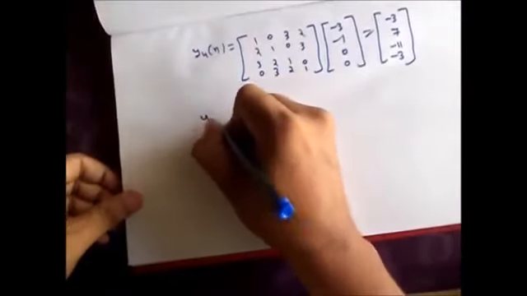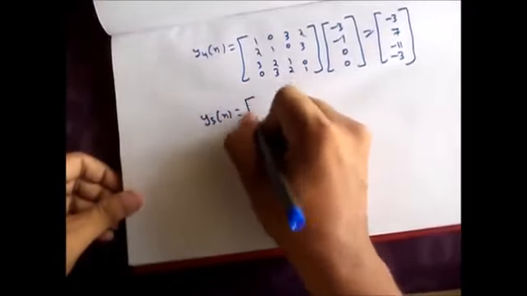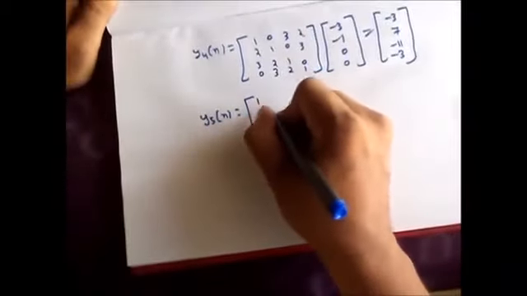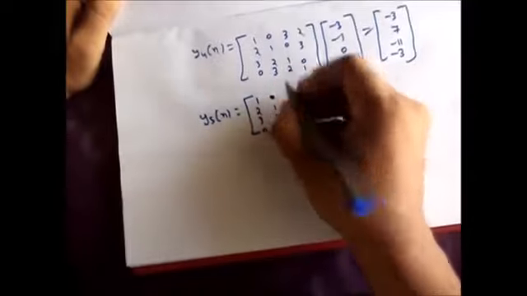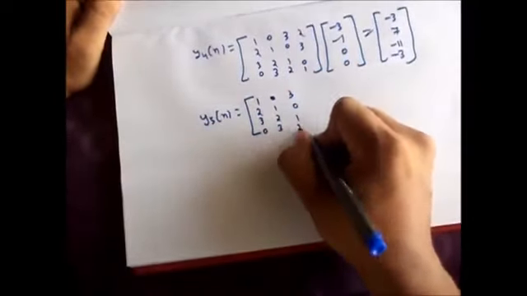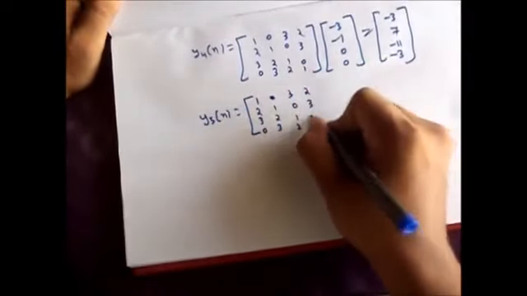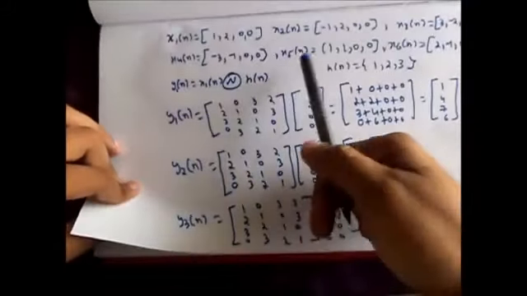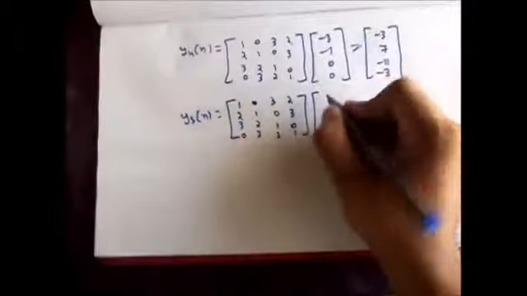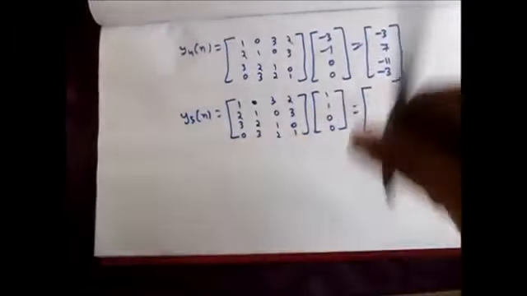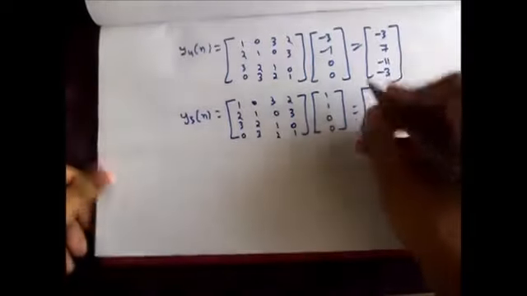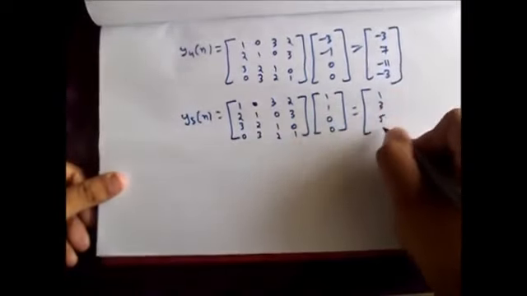Then the output for the fifth input data block will be, again apply circular shifting: 0 1 2 3, 3 0 1 2, 2 3 0 1, and we have to consider the fifth input data block now. So the fifth input data block is 1 1 0 0. If we solve this, we get the value as 1 3 5 3.